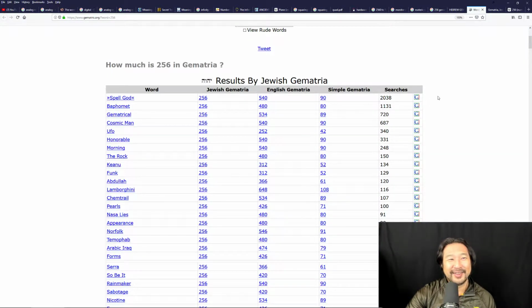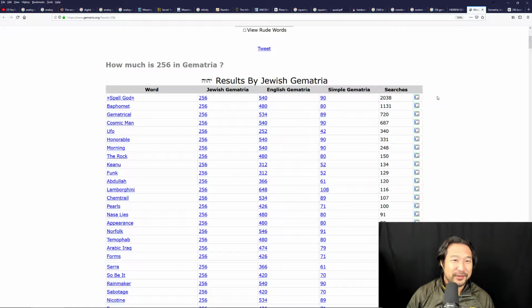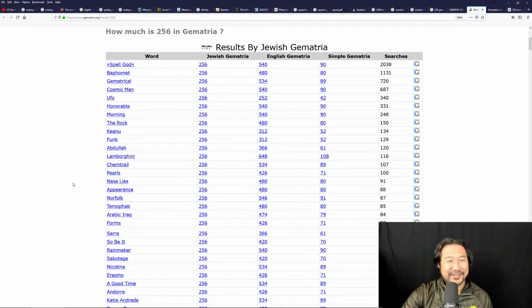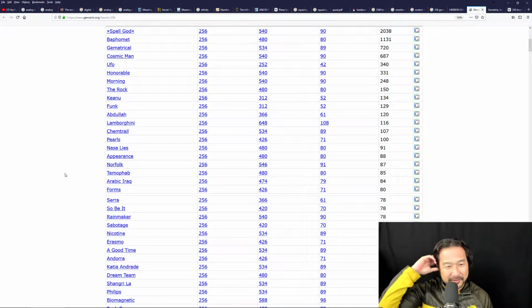Here's more funny stuff. Jewish gematria, which we're going to go by. Baphomet is 256. Cosmic Man, 256. UFO, 256. So much stuff is 256. Even Keanu Reeves, 256. The Rock. NASA Lies, 256.